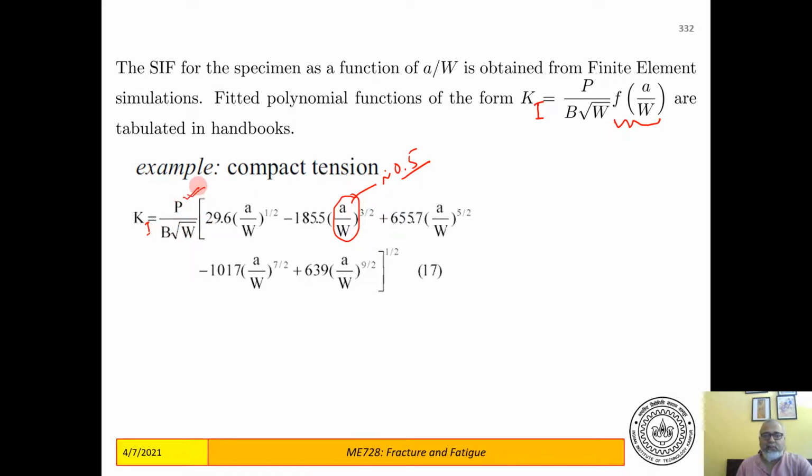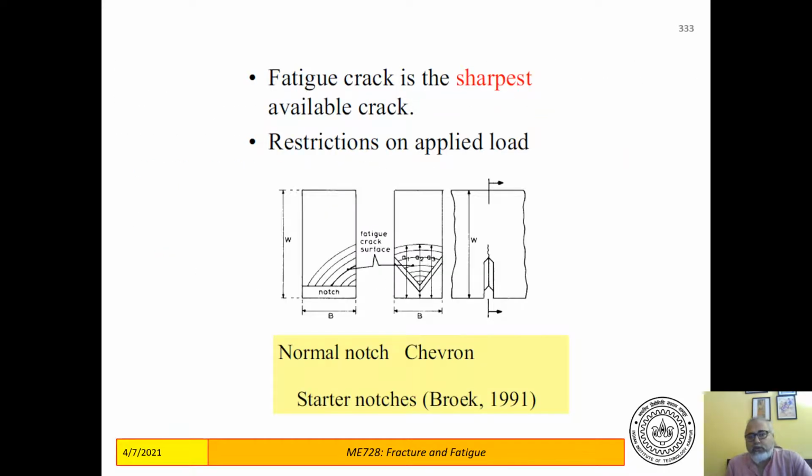The load is measured by the machine through which you are doing the test, these are geometric parameters which we measure at the very onset, and from the load, knowing this geometry factor, which depends only on A by W, you can figure out what is the stress intensity factor that you are subjecting the crack tip to. Okay, so this is the fatigue crack growth process.